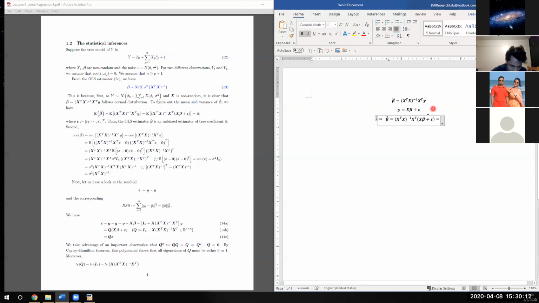It must follow what? Normal distribution, right? Why? Because first of all, have a look at this part. This part, they cancel each other, so that this simply equals to beta plus this epsilon, right? Yes. So this is very clear normal distribution. Be careful here. This beta is a known beta, okay? Because this is a true model. This beta hat is my estimated OLS solution, okay? Least square solution. So you have this result, and this tells you very clear that it is normal distribution.